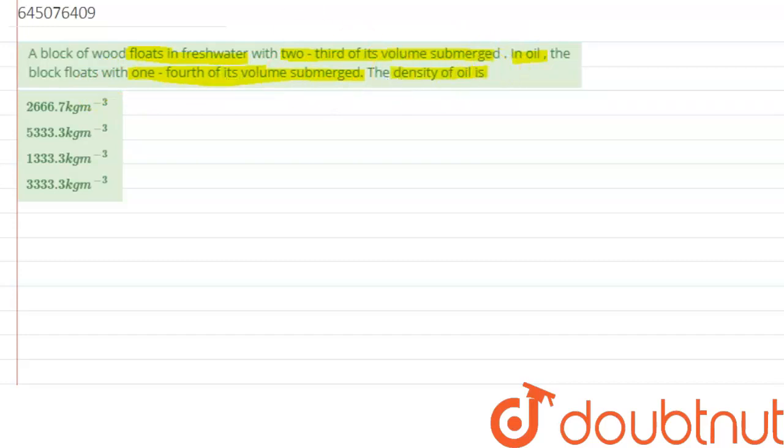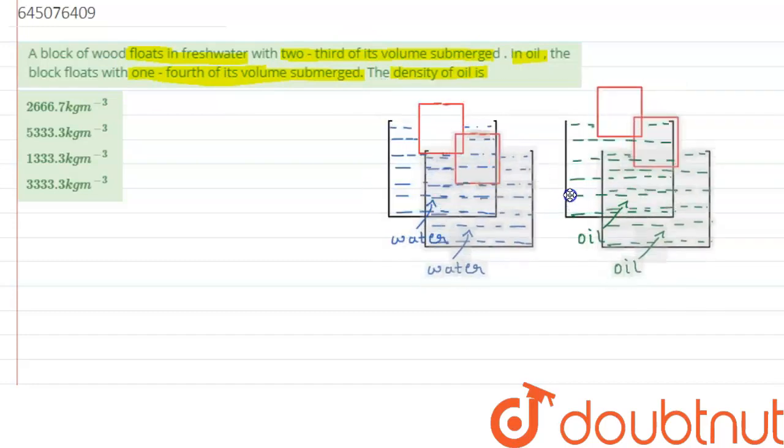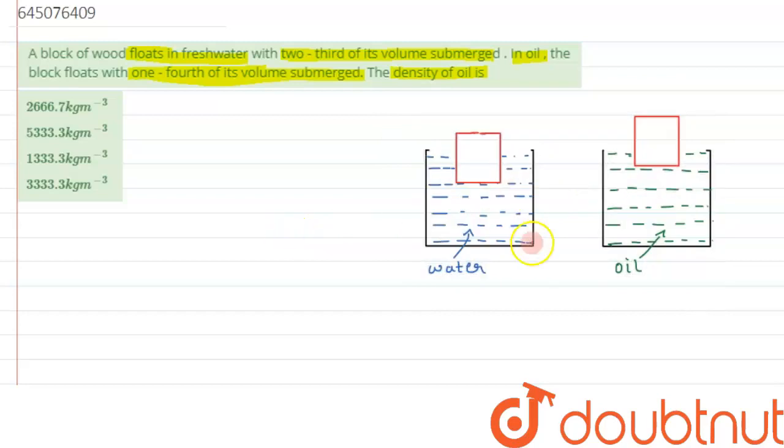So let's try to understand the given question with the help of a diagram. Here we can see two situations shown. In the first, the block is submerged 2/3 in the water, and in the second case, the same block is submerged in oil with 1/4 of its volume inside the oil. So we will take both the cases one by one.